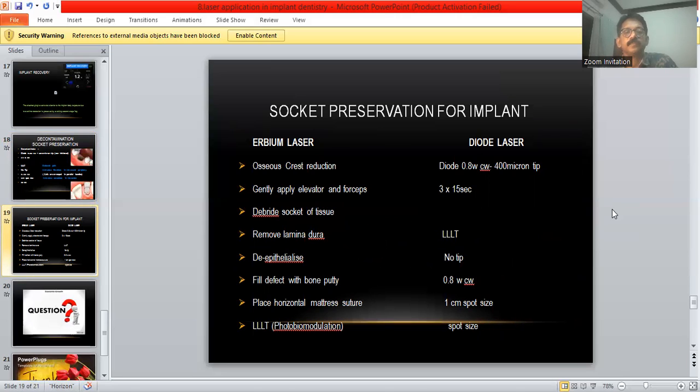With erbium, you can do some osseous crest reduction if needed, and gently apply an elevator and forceps, debride the socket, remove lamina dura, de-epithelize, fill the defect with bone putty or bone graft, place a horizontal mattress suture, and go with low-level laser therapy with the diode laser. So it's a dual wavelength application. You're using the erbium laser for mechanical debridement and decortication of bone, and after suturing, to promote uneventful and faster healing, you are applying the diode laser as low-level laser therapy.